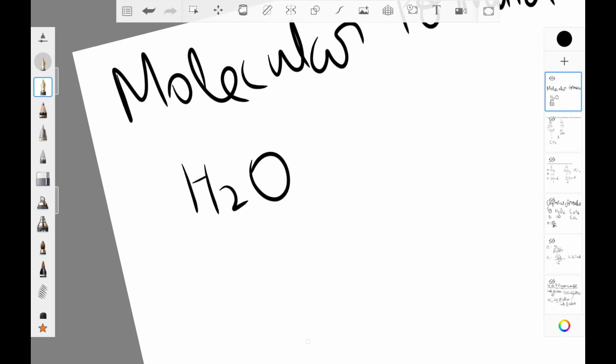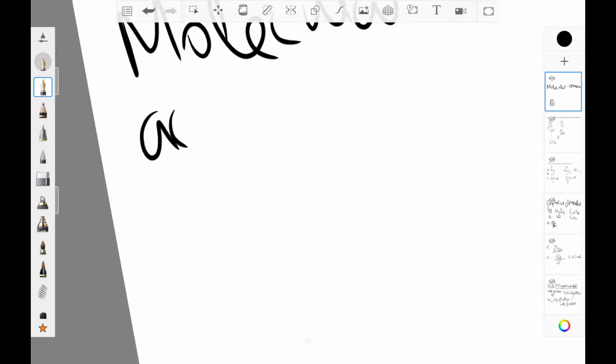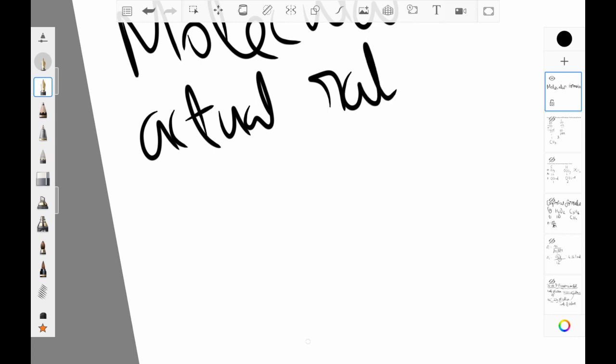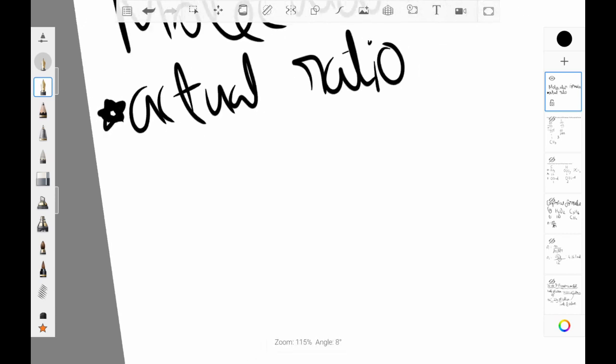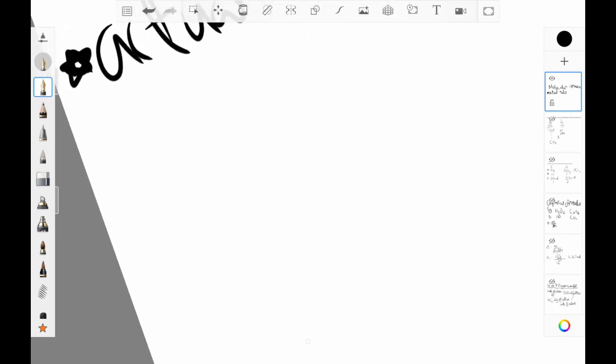Another example is CO2. Atoms actually exist in this ratio for carbon dioxide. So the molecular formula of, okay, let me write down this, actual ratio. So that's a keyword that you need to include in definitions. Usually, I don't think they usually ask for definitions. I might be wrong. Anyway, the molecular formula can be found using a formula.